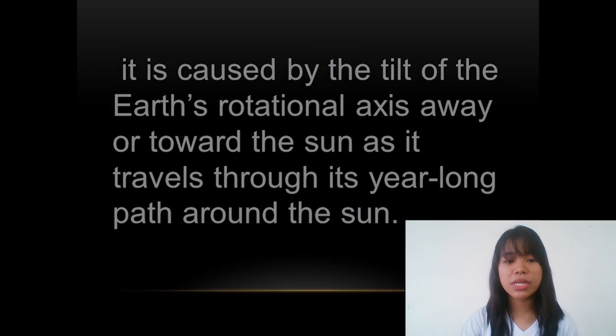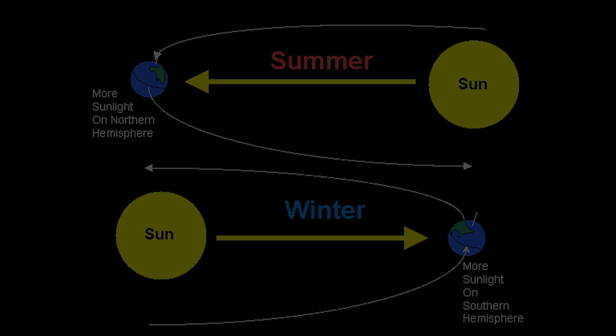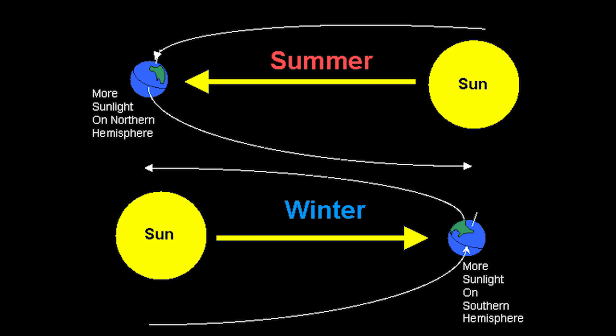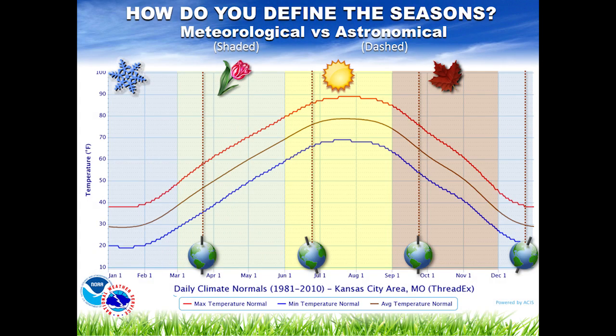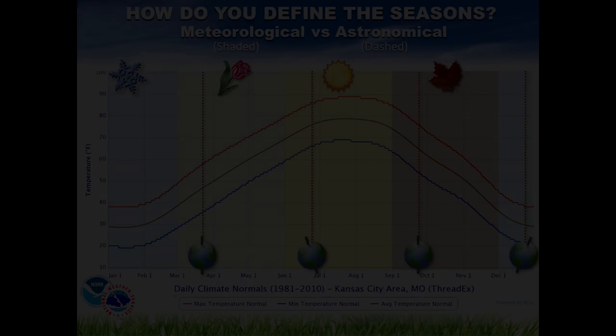Well, it is caused by the tilt of the Earth's rotational axis away or toward the Sun as it travels through its year-long path around the Sun. As we talk about seasons, it may be astronomical or meteorological in nature, which is both marked by weather conditions, temperature, or length of the day. Let's take a look at the differences between astronomical and meteorological seasons.